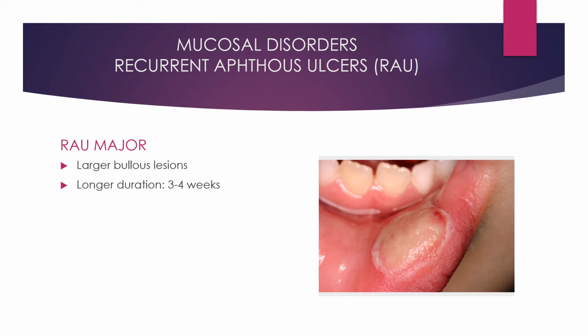Recurrent aphthous ulcers, the major form, presents as larger bullous-type lesions with a longer duration, upwards to 3 to 4 weeks.